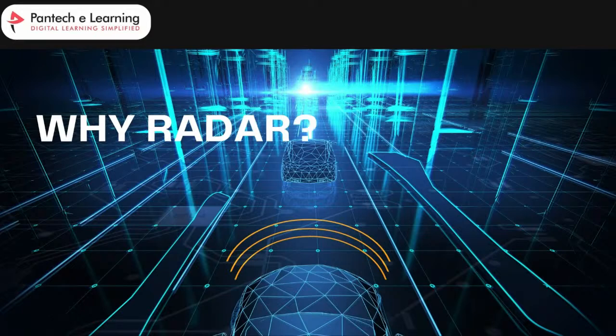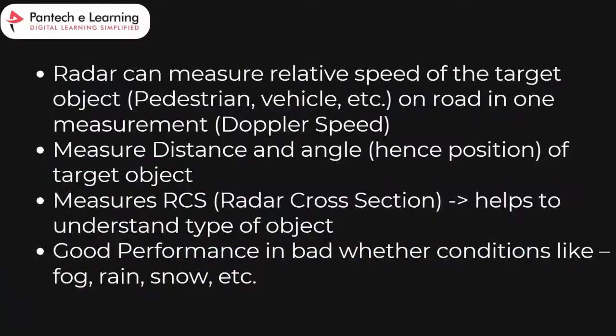And then, why radar? There are a lot of reasons we choose radar. The first one is the Doppler speed measurement. Radar can tell how fast something is moving, like a pedestrian or a car on the road, with just one measurement. It's like knowing if something is speeding up or slowing down. Next, radar can figure out how far away something is and what angle it's at, so it knows exactly where objects are positioned.